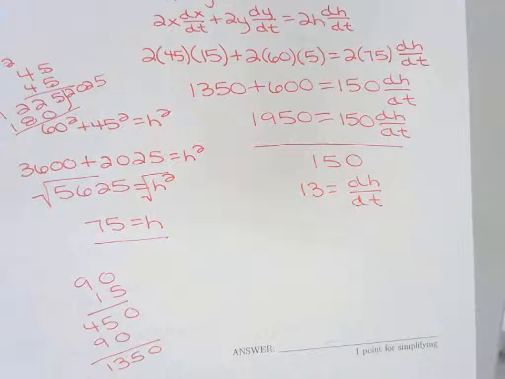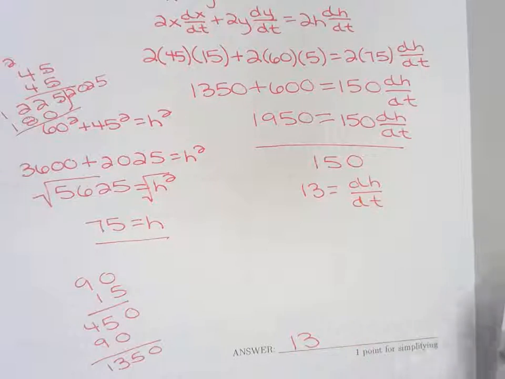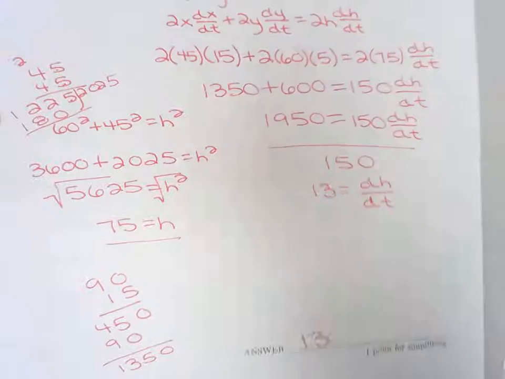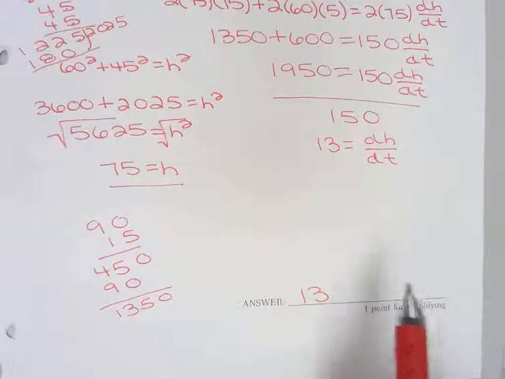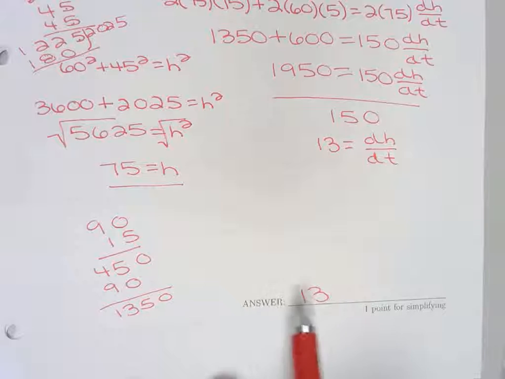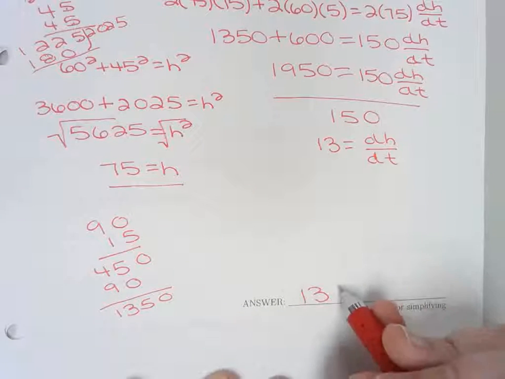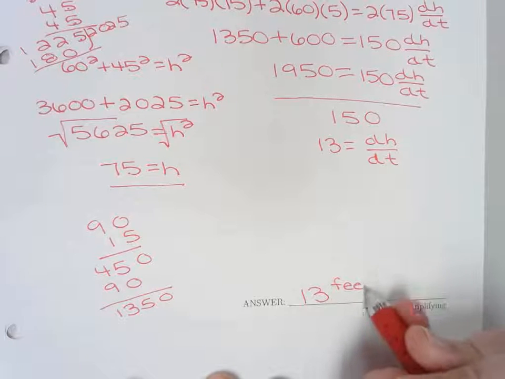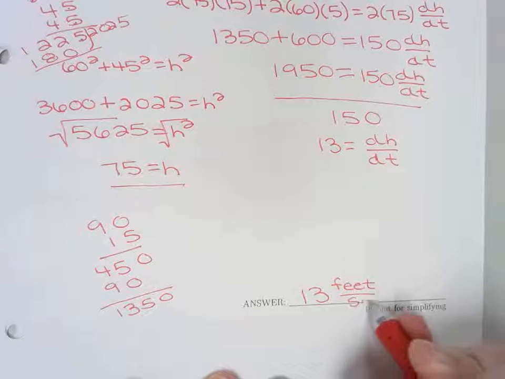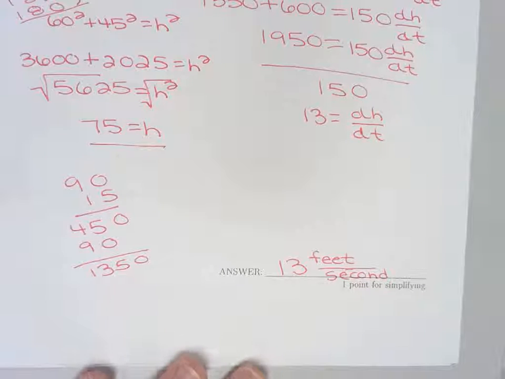dx/dt is increasing by 15, dy/dt is increasing by 5, yeah. And I want to make sure you label, because I would hate to have to take off points, because IU has very strict point for this, point for this, point for this. I'd hate to have to take off a half a point or something. So that would be 13 feet per second. Oh, you could just write out feet per second, I don't care, but make sure you label.